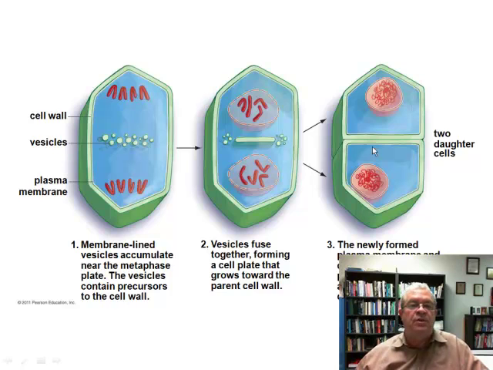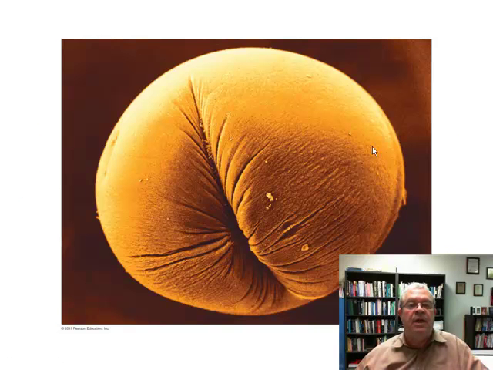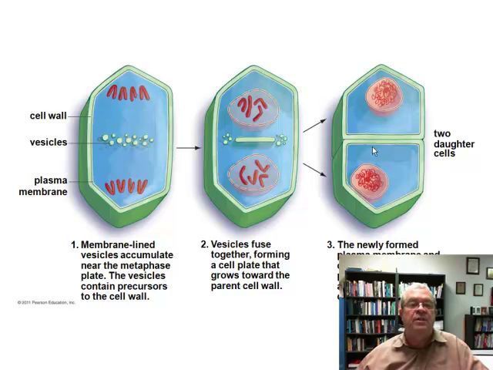So animal cells, we have what? A pinch. They pinch in for cytokinesis, whereas plant cells don't pinch. Plant cells form a new cell wall and a new plasma membrane to divide the parent cell into two daughter cells.